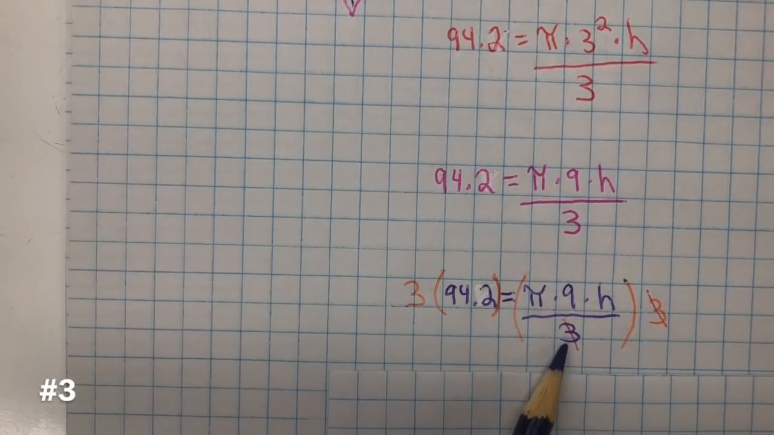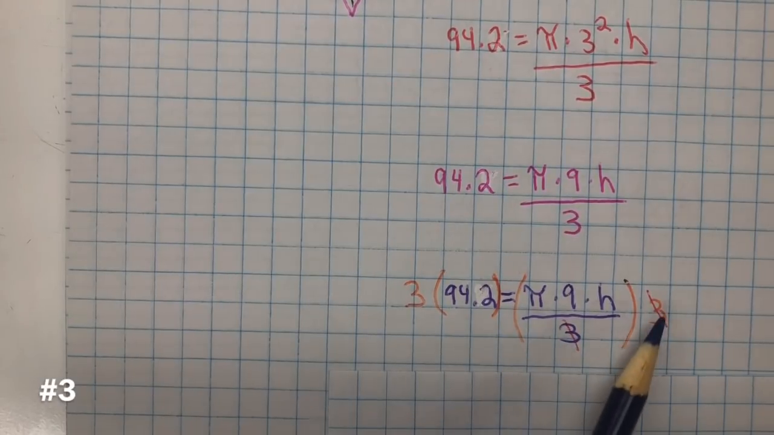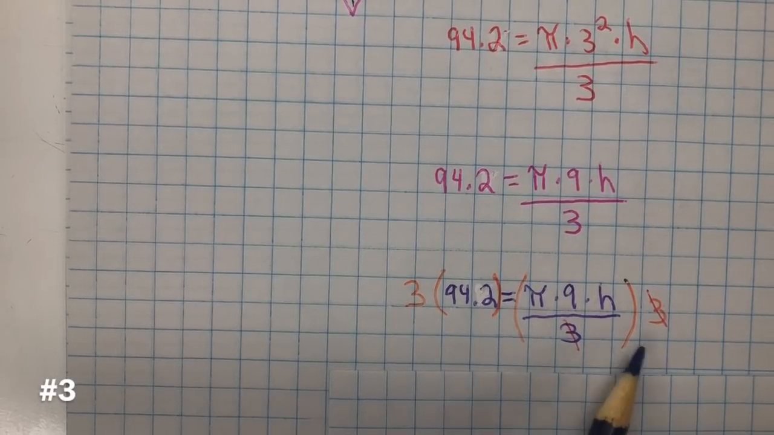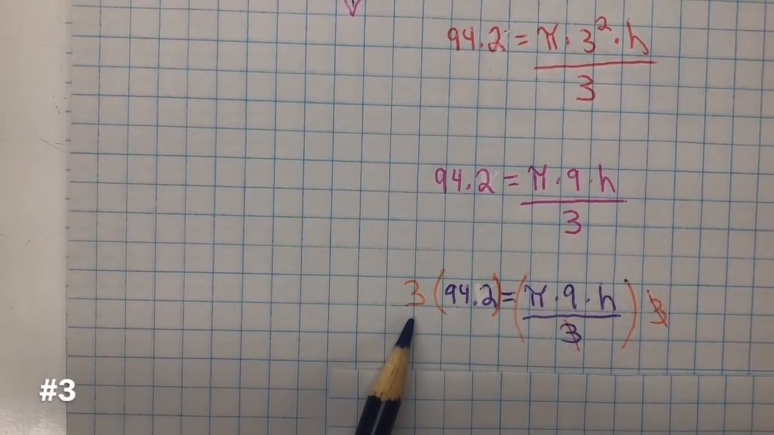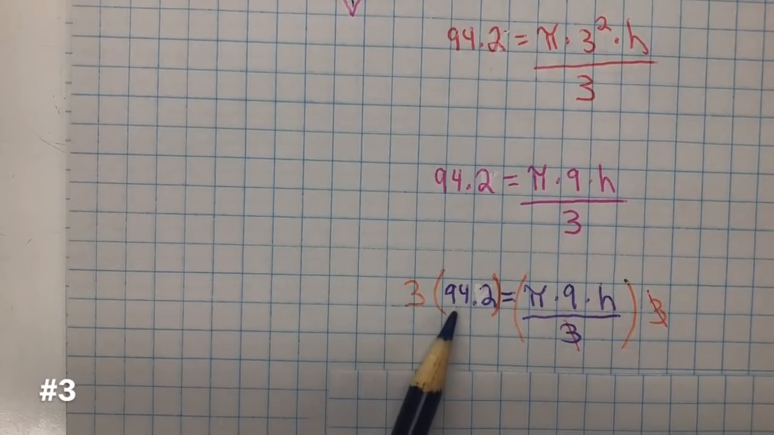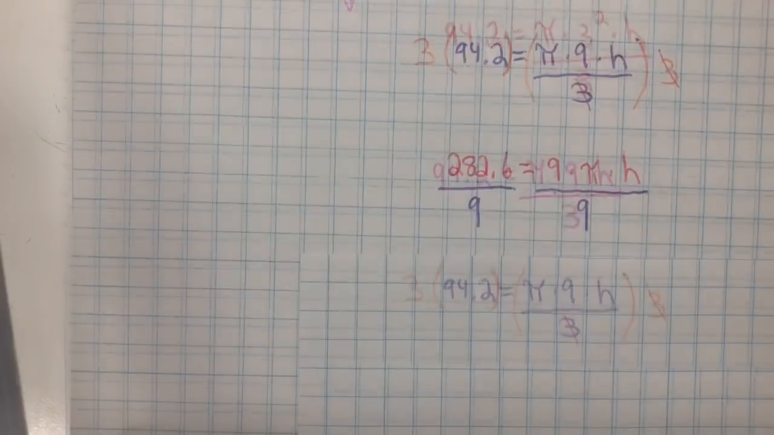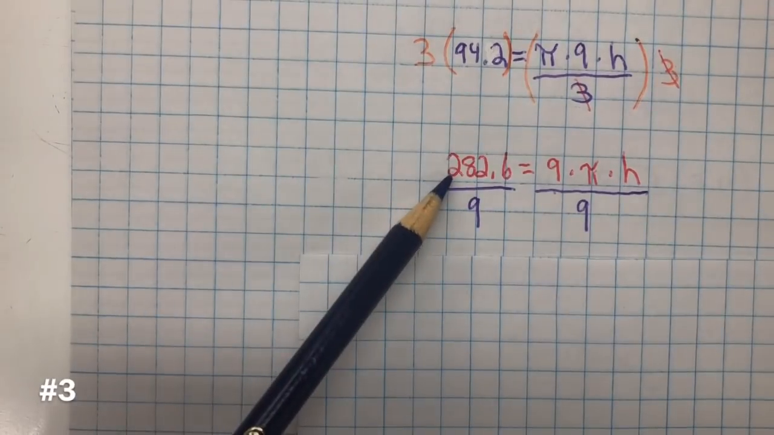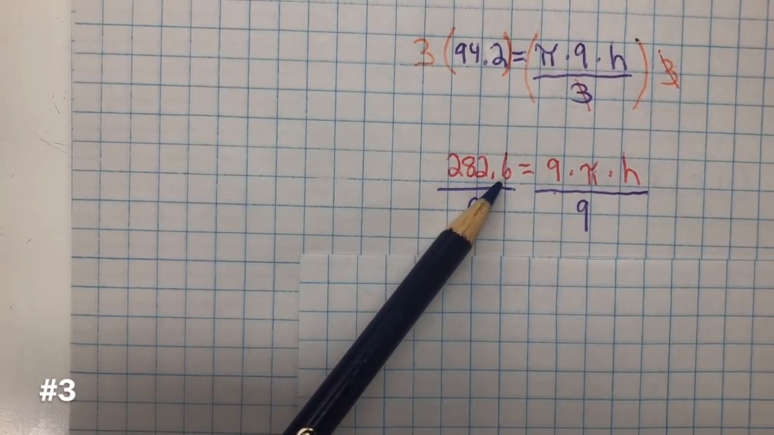Now we need to eliminate the 3 in the denominator. So we're going to multiply this by 3. It creates the big 1. 3 divided by 3 is 1. But what you do to one side, you have to do to the other. So 3 multiplied by 94 and 2/10 equals 282 and 6/10.